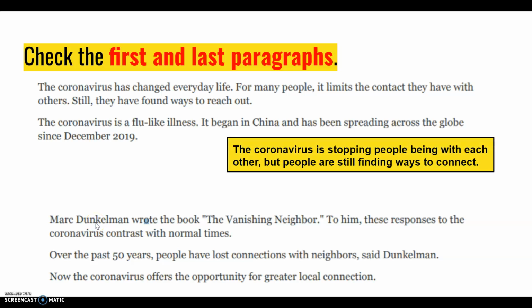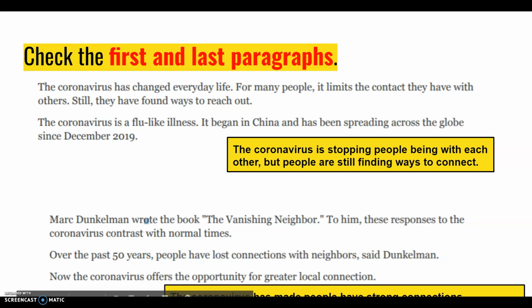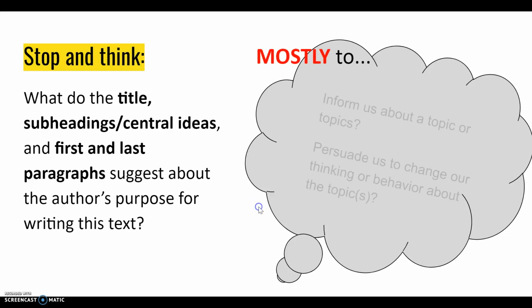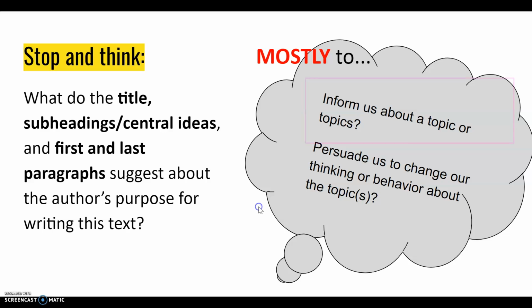As you can see, in the first two paragraphs, the central idea is the coronavirus is stopping people from being with each other, but people are still finding ways to connect. And in the last paragraph, it states that the coronavirus has made people have stronger connections. So I still believe that the author is informing and explaining something to me. So what do the title, subheading, central ideas, and first and last paragraphs suggest about the author's purpose for writing this text? And I believe that he's trying to inform us.